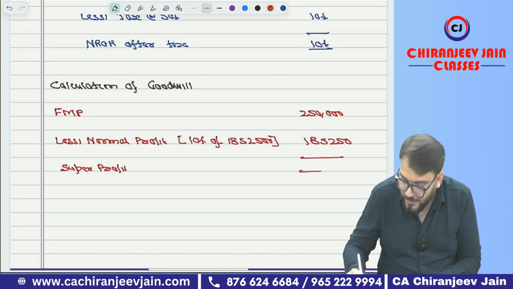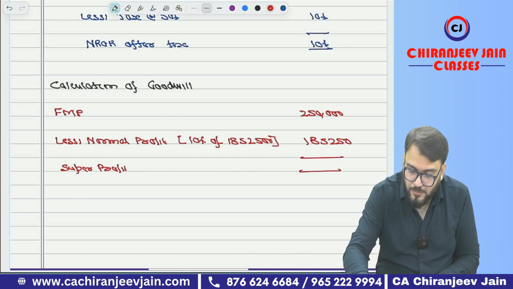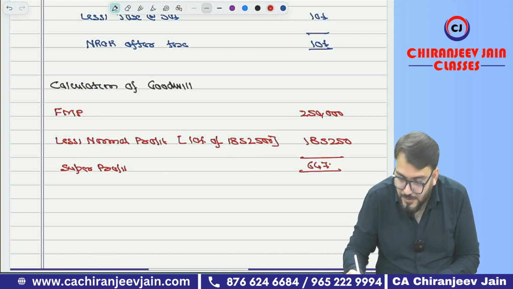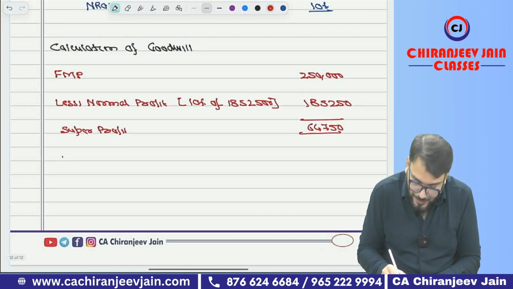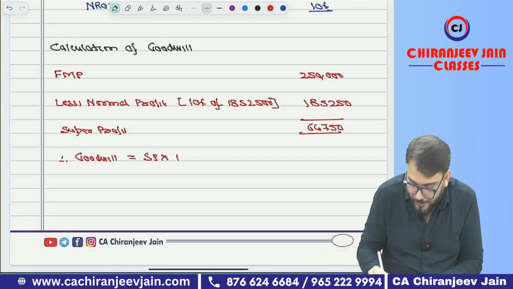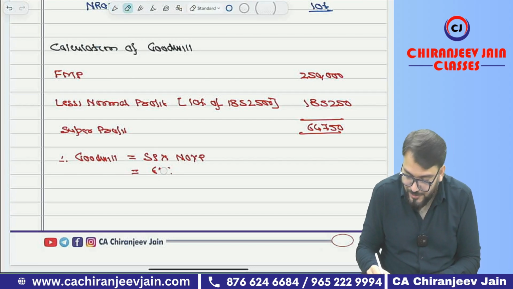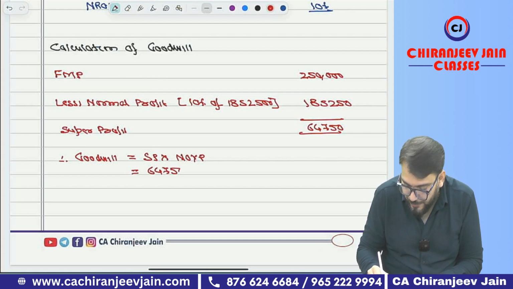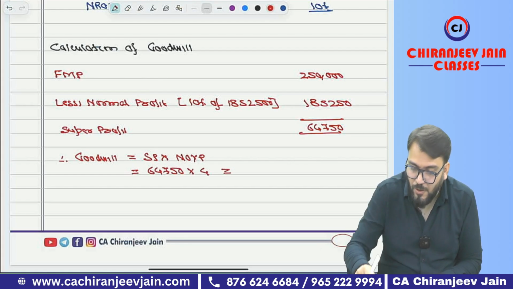So what is the super profit? Super profit is equal to 64,750. Therefore, goodwill is equal to super profit multiplied by number of years purchase. That is 64,750. What is the number of years purchase given? Check. It is 4 years. 64,750 into 4 is equal to how much?